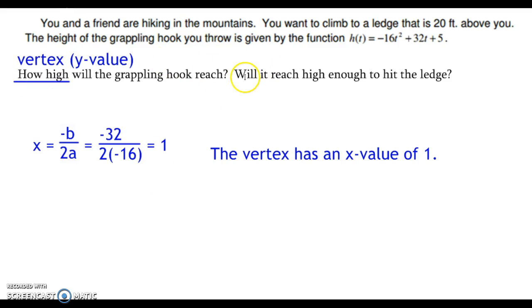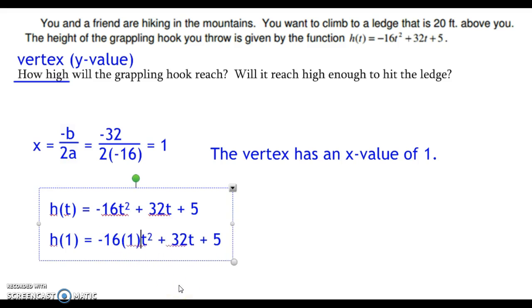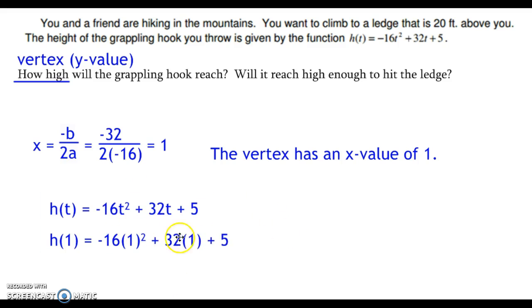How high will the grappling hook reach? Well, we know that this is our x value, so what we'll do is we'll take our quadratic equation, substitute in x equals 1, and we'll figure out the height. So here we wrote down the quadratic equation, and now we're going to substitute in the value of 1. Now I'll write out the whole equation, and then I'll take out the t's one by one and replace them with the t value that we found.